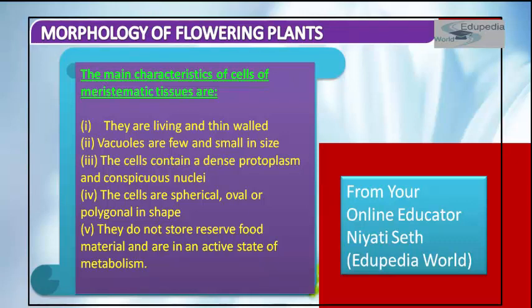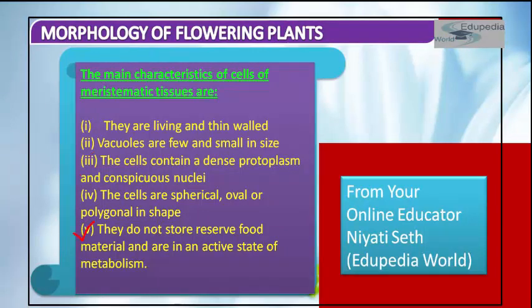Now come to the main characteristics of the meristematic tissues. They are living. They are thin-walled. Vacuoles, as we know, are cell organelles. The vacuoles are very few and small in size. The cell contains a dense protoplasm and a conspicuous nucleus.